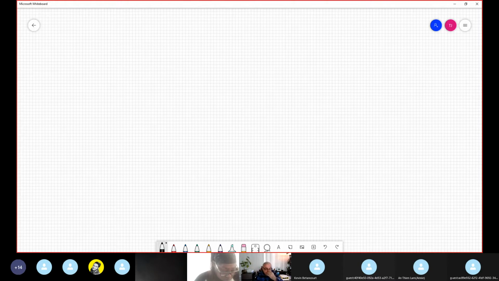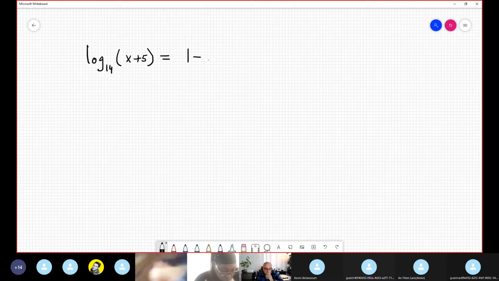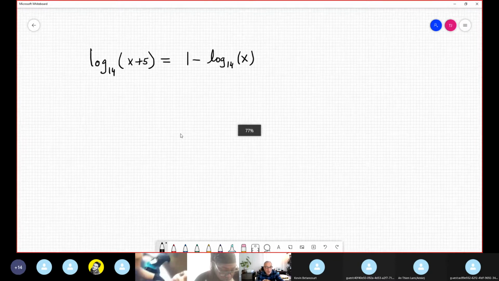One more example. Suppose logarithm base 14 of x plus 5 is equal to 1 minus logarithm base 14 of x. Okay, we have to solve this logarithmic equation.